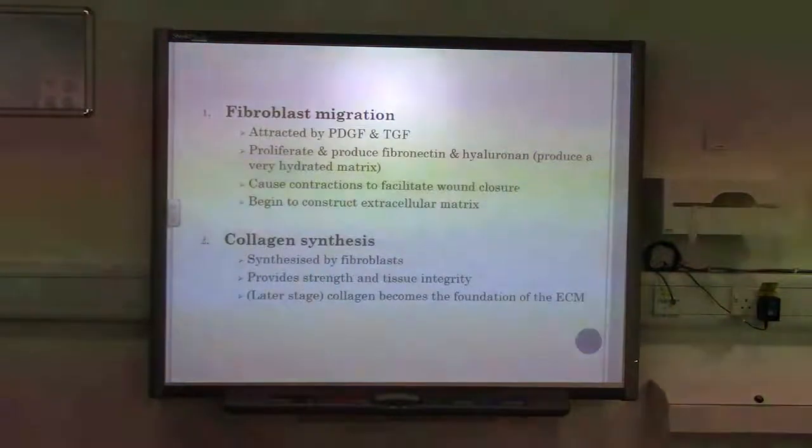So if we look at fibroblast migration, this is attracted by our platelet-derived growth factor and transforming growth factor, and these are released by the macrophages. Why do we need the fibroblasts? So the fibroblasts are very important to produce a very hydrated matrix. So if we have a hydrated matrix, then contraction can happen easier. And contractions facilitate wound closure and begin to construct the extracellular matrix, which is vital for the next stage and for collagen synthesis and the closure of the wound in terms of the epithelialization.